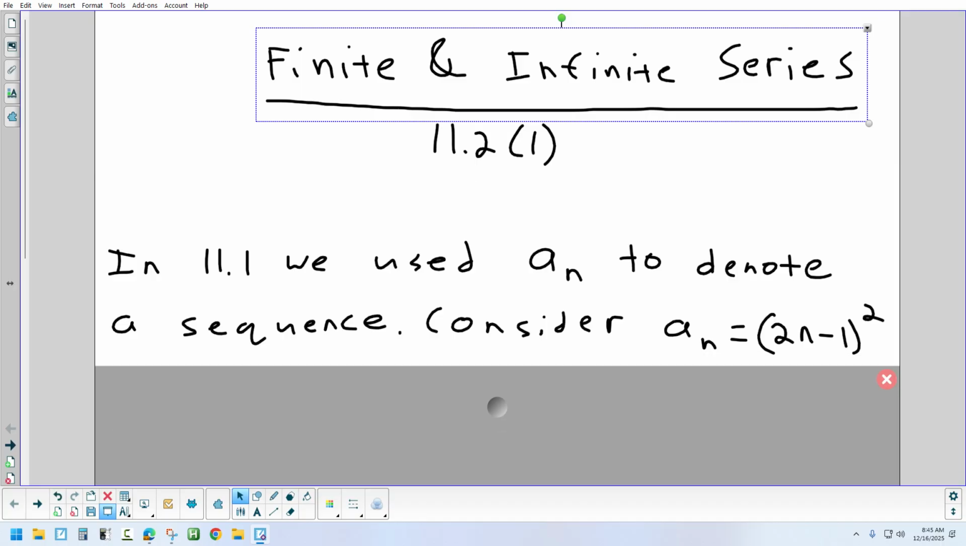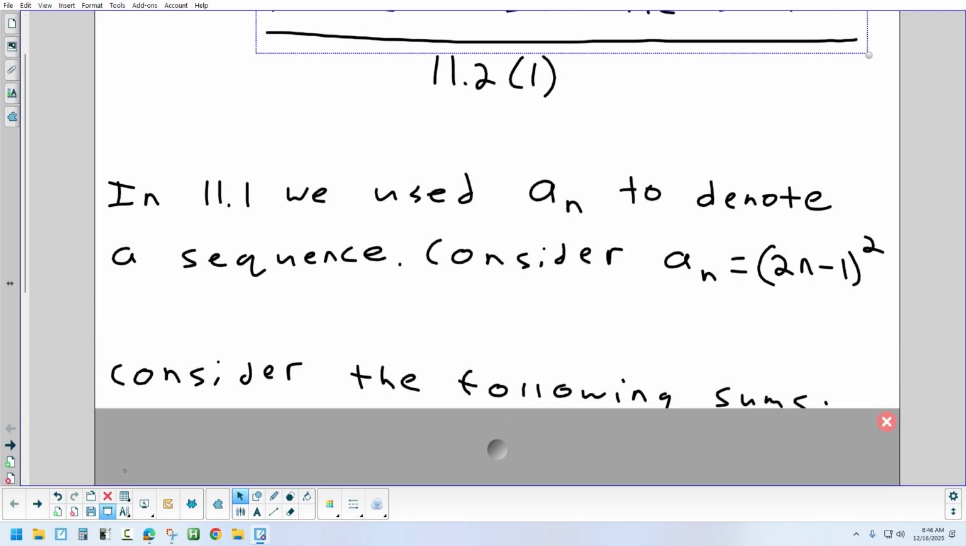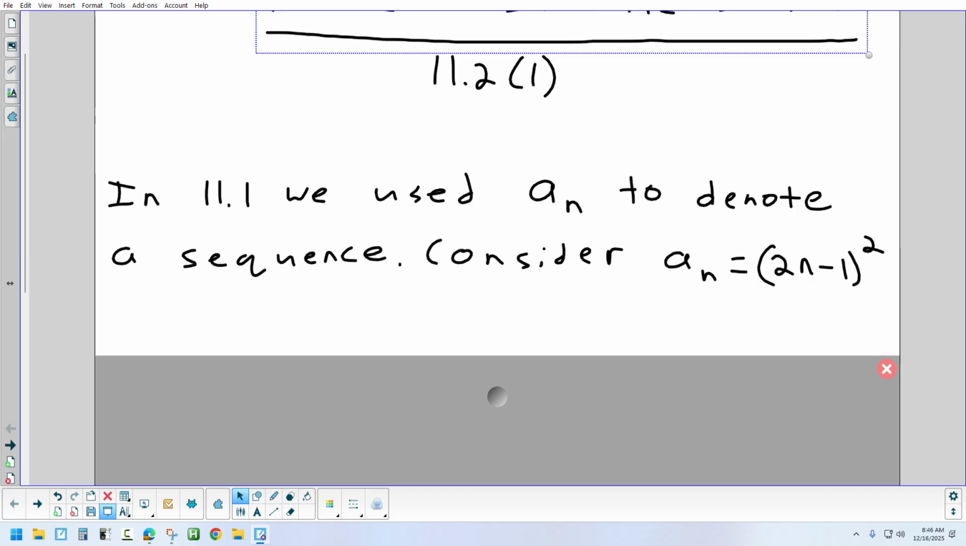So in the last section, we used a lowercase letter when we were naming a sequence. And then a formula might look something like this. n represents the position in the sequence you're trying to find. So if you wanted to find the first term in this particular sequence, you would plug in 1 and then do it up. So let's do the first just 4 or 5 terms.